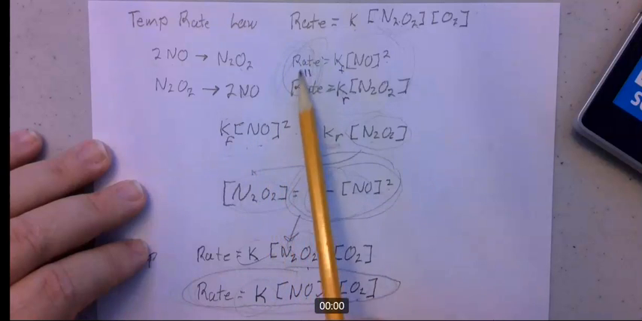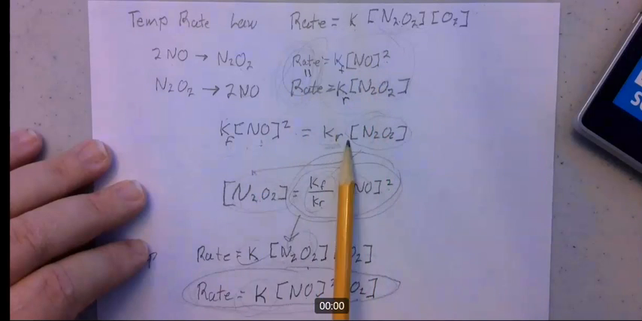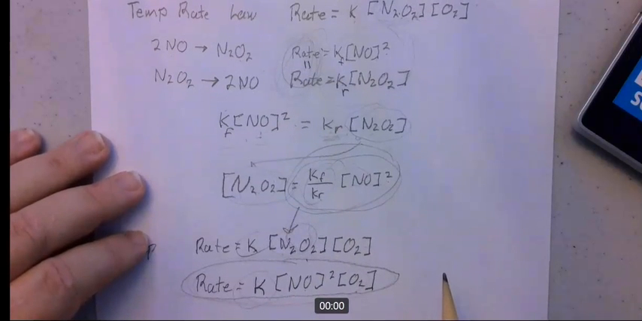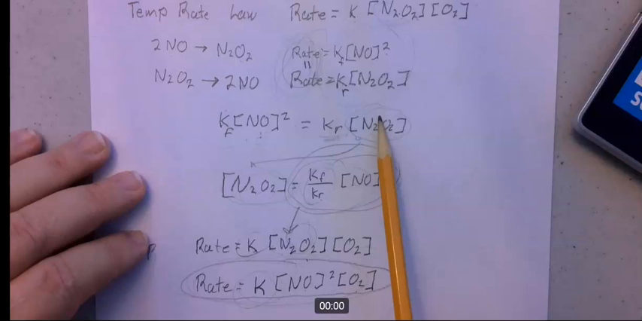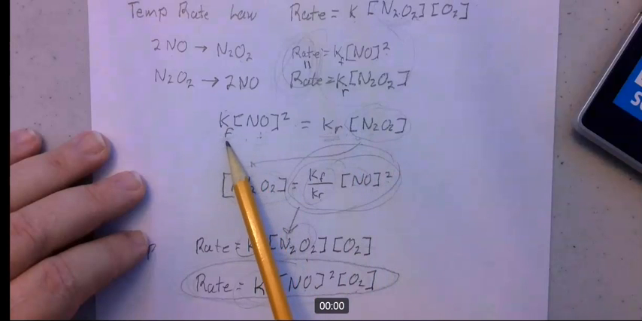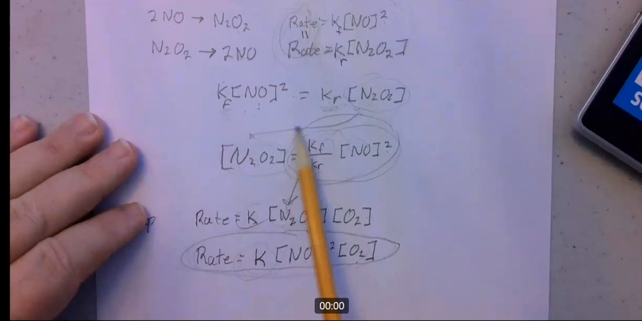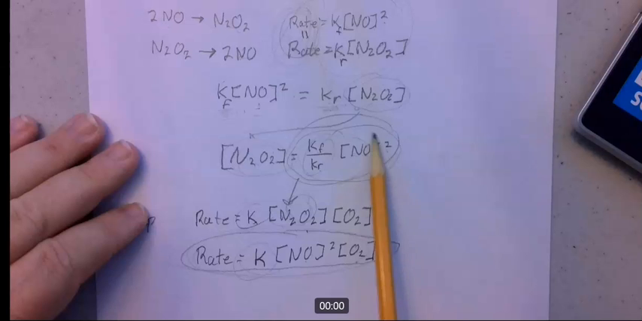Since the rate has to be the same, you can set these two terms equal to each other. So there we did that. Okay? And then when we solve for N2O2, that means we divide both sides by KR. So you put a KR on the bottom here, KF over KR NO squared. And so that's what you have right there. That's just an algebra step.